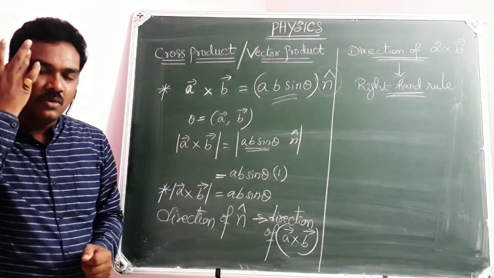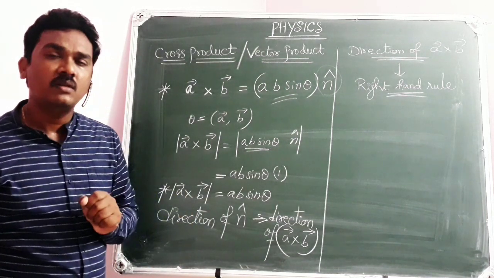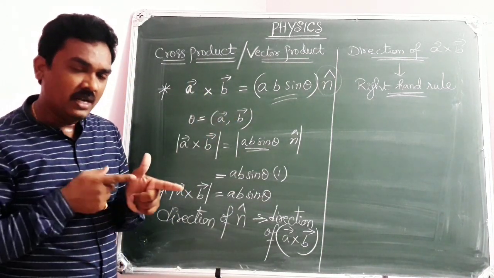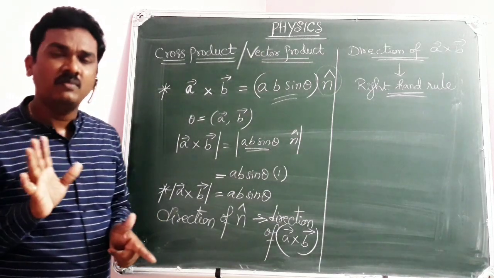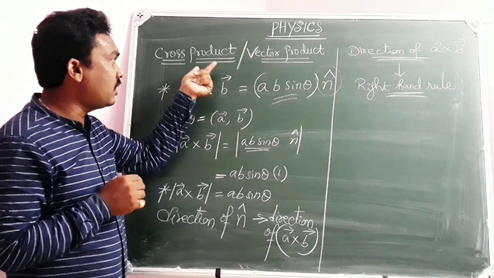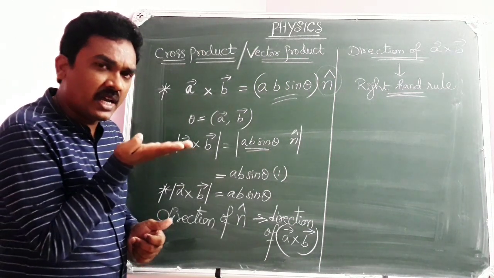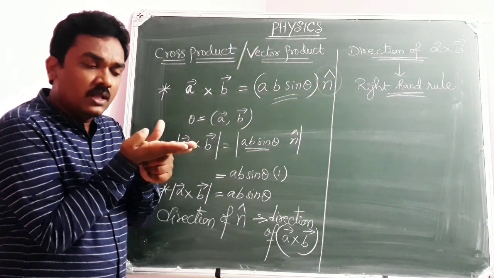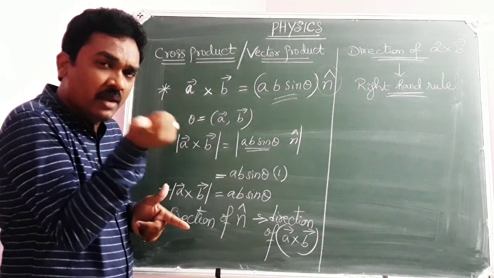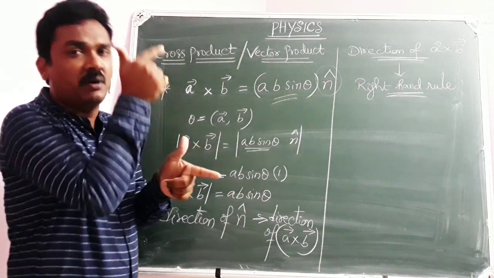So my intention is to tell you, when you wish to know the direction of A bar cross B bar, it is not compulsory that your A bar should be along the positive x-axis and your B bar along the positive y-axis. It is not compulsory. When you wish to identify the direction of A bar cross B bar, keep the four fingers of the right hand in the direction of A bar, then curl the four fingers towards B bar, then the thumb shows the direction of A bar cross B bar, which is perpendicular to both A bar and B bar.